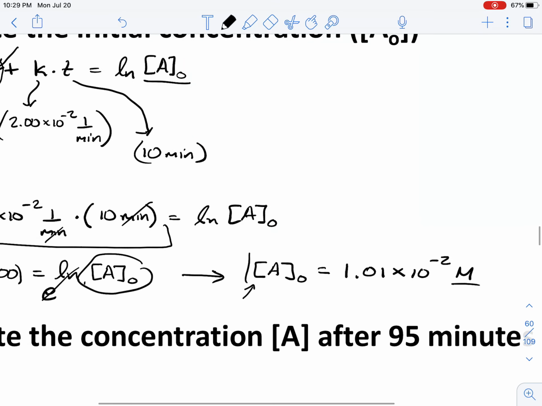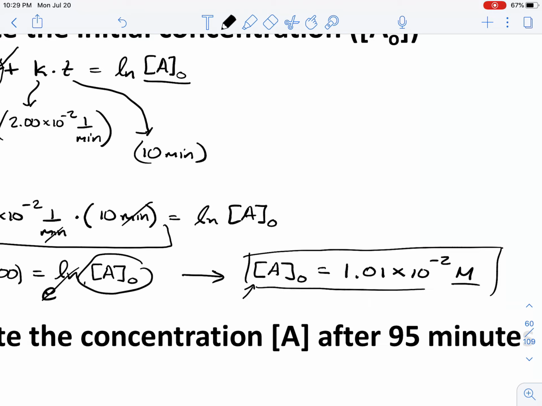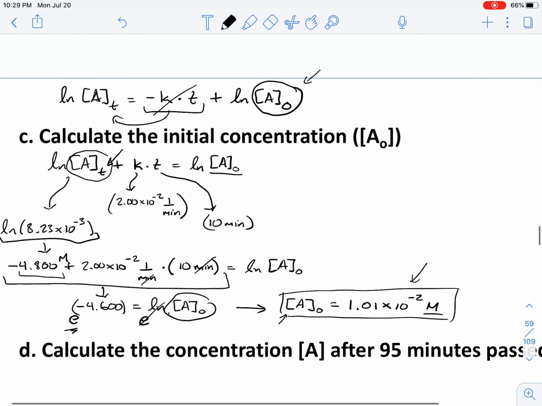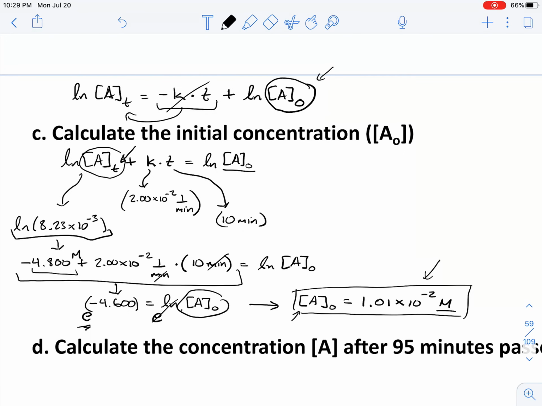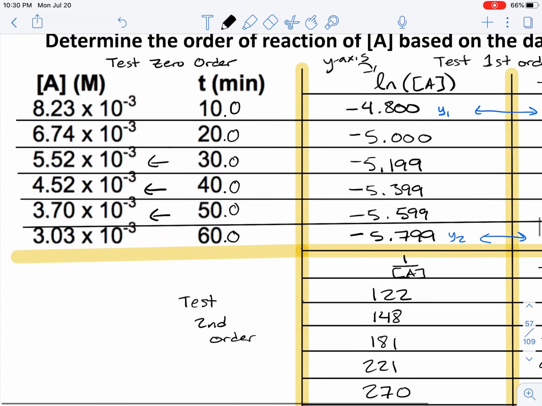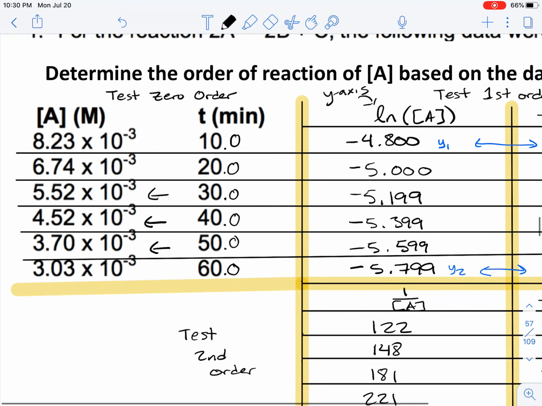Okay, and so here we have now just found the initial concentration of this reaction. One way to check if this number makes logical sense is if you compare that with the table. So notice that this first point at 10 minutes is going to be 8.23 times 10 to the negative 3.